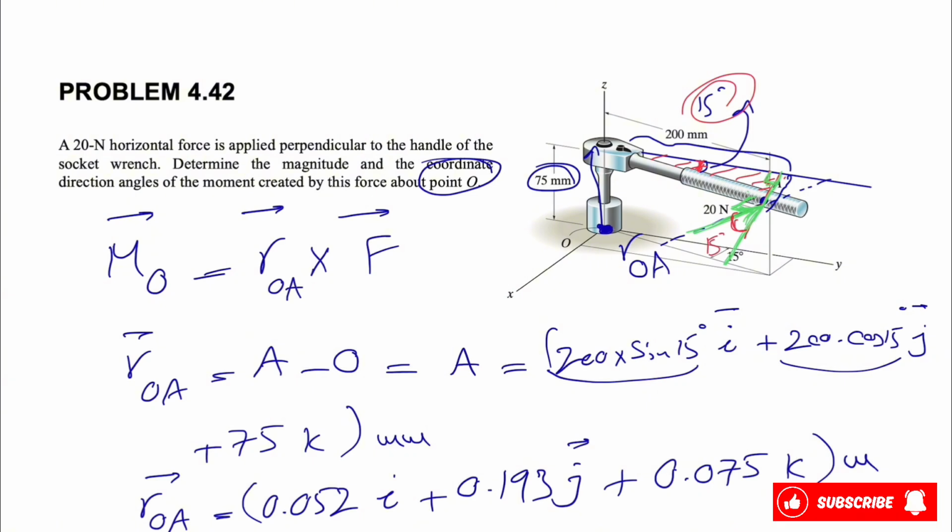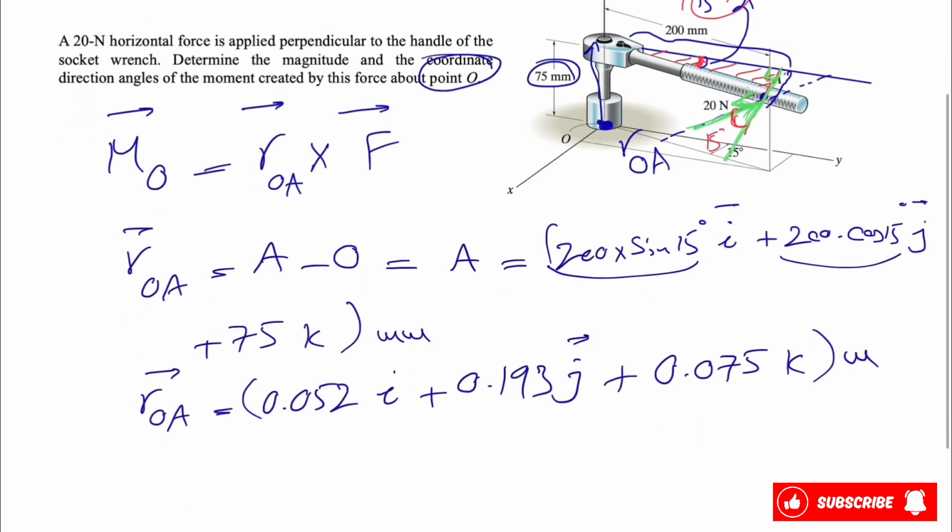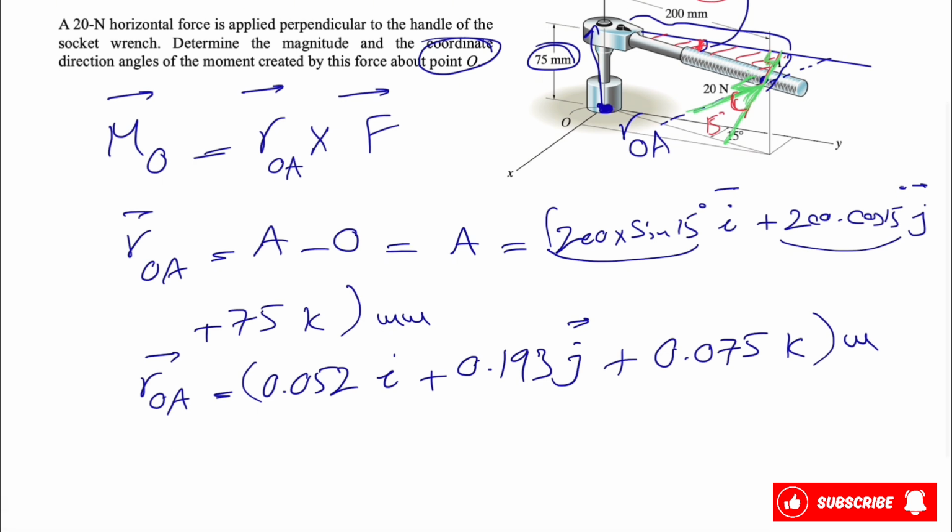And if you figure this out, the rest of this would be pretty simple. So if we want to find the F in vector form, we have this right angle over here, and we know that the hypotenuse, which is the force, is 20 Newton. Let's start with the x component.